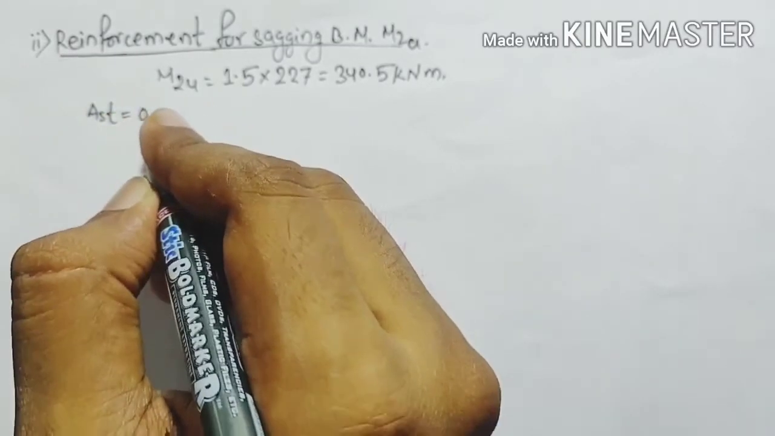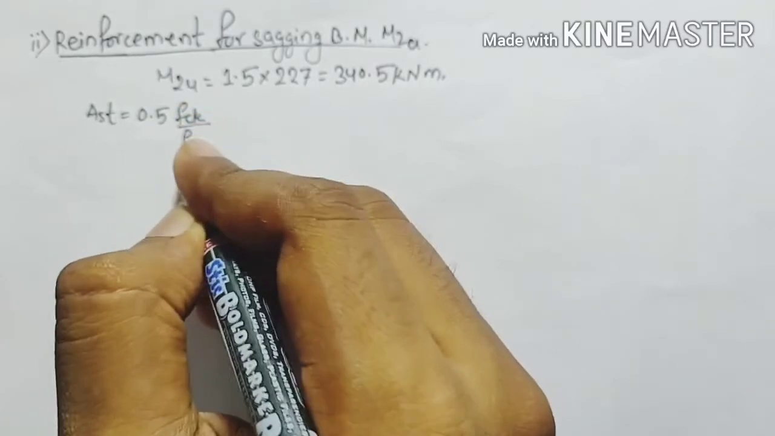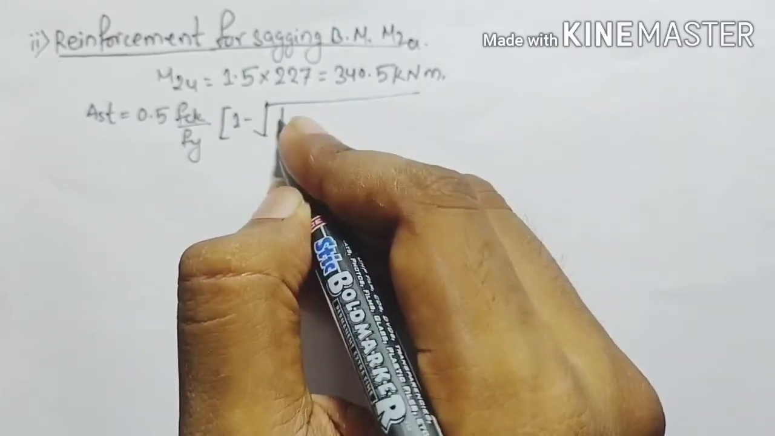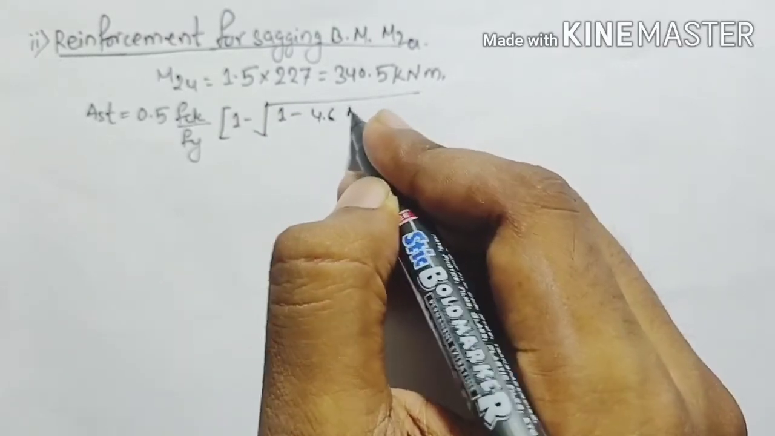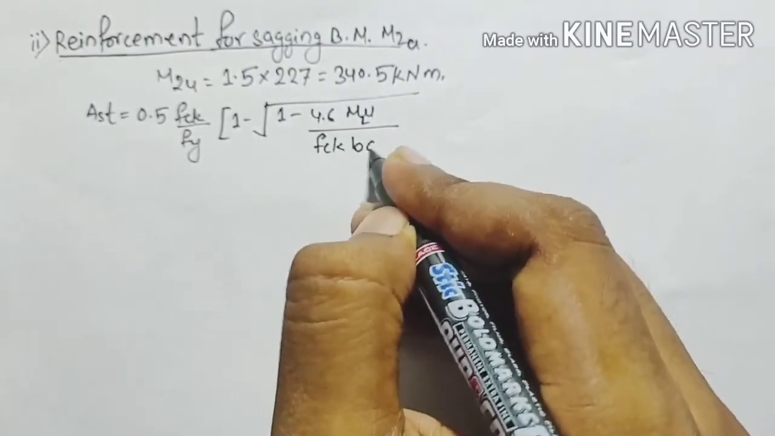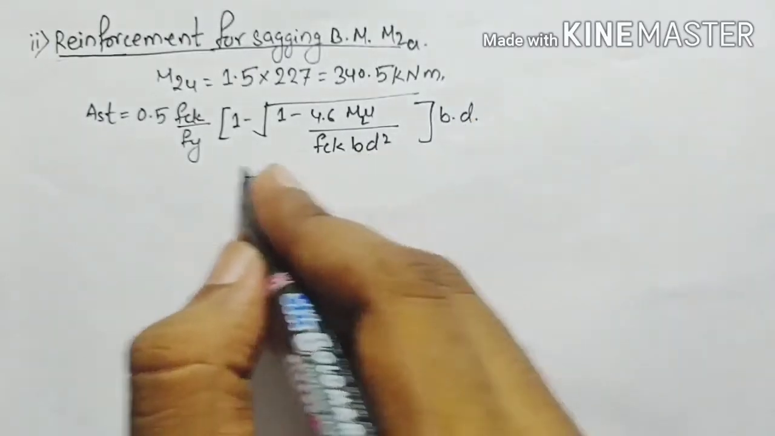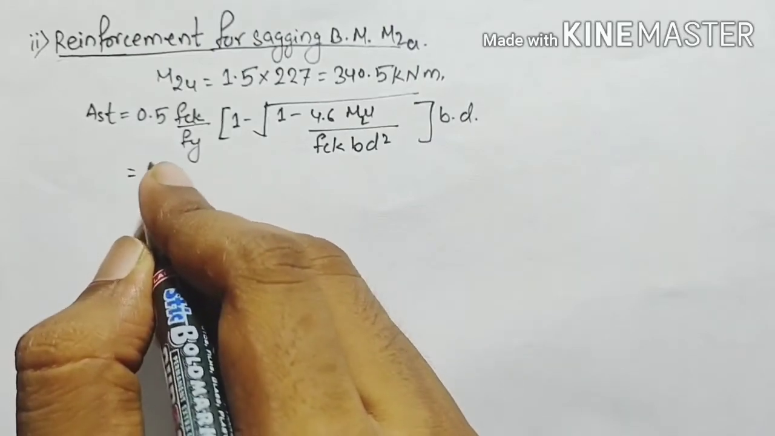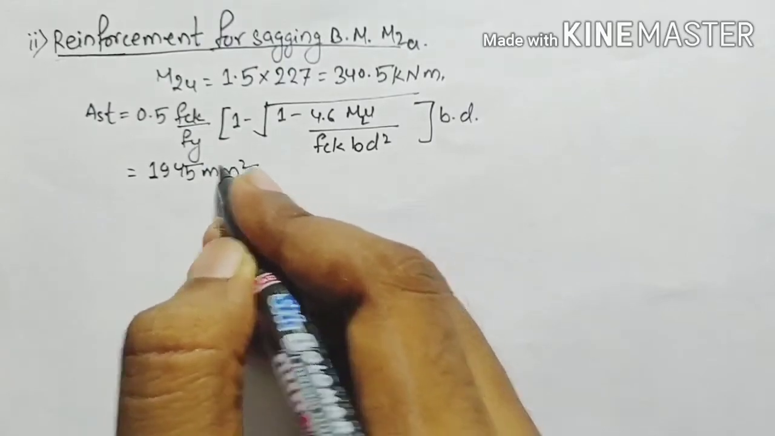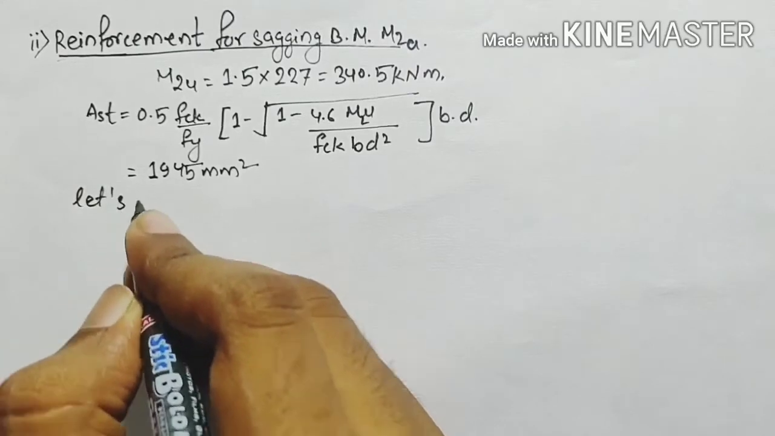Now after finding the value of M2U, let's find AST, and again we will be using the same formula for finding the AST, that is 0.5 FCK by Fy times 1 minus root under 1 minus 4.6 M2U by FCK BD square times B into D. So put down the values, and we will get the value of AST equals to 1945 millimeter square.